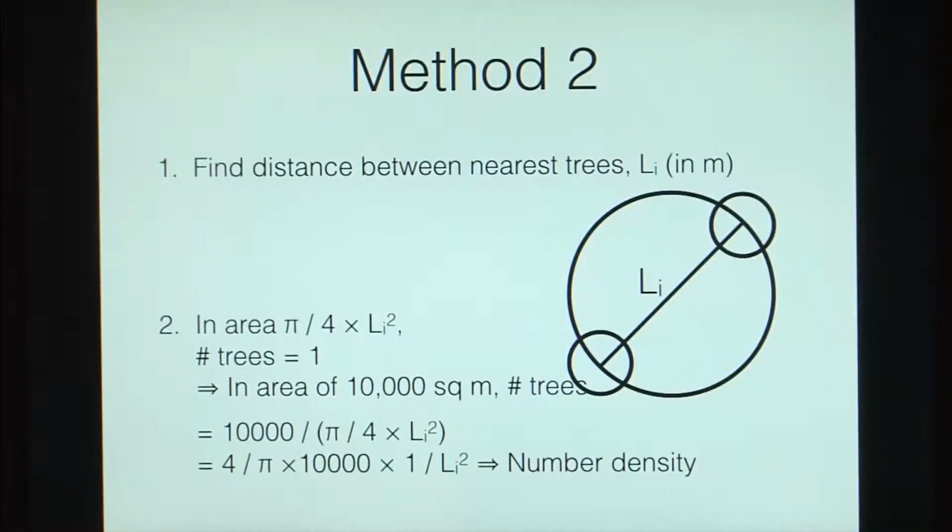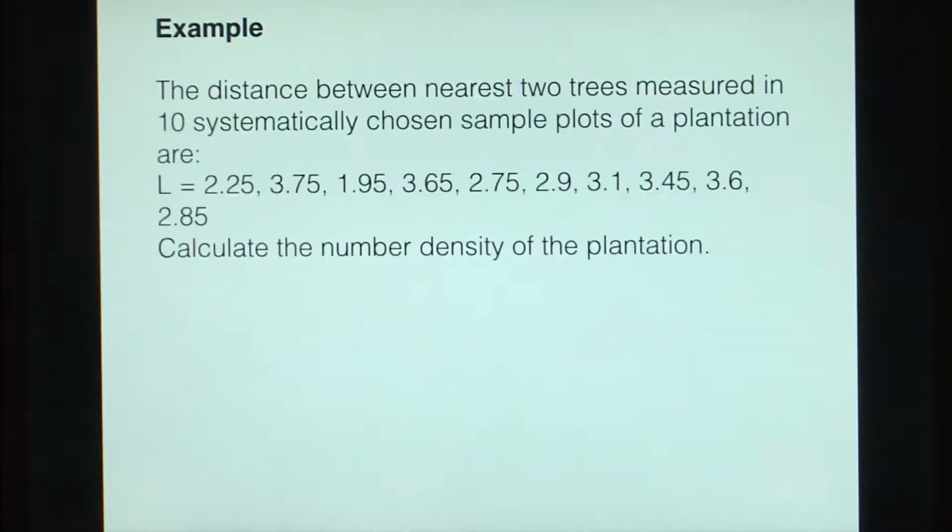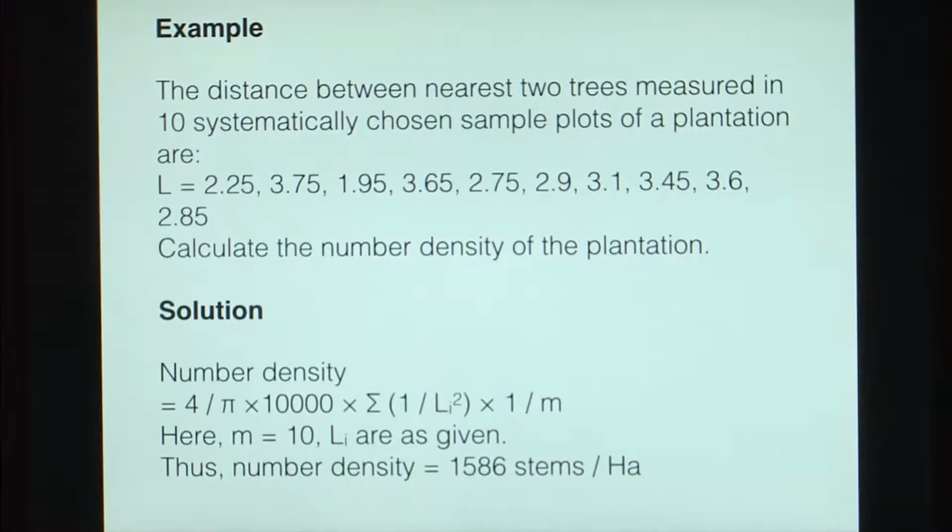Next, we saw a method in which we find the distance between nearest trees, and then use the equation: the number of trees per hectare is given by 4 by pi into 10,000 by Li square. If we have a number of measurements, then we can take the average of 1 by Li square. Then we looked at some problems in which we use these equations.